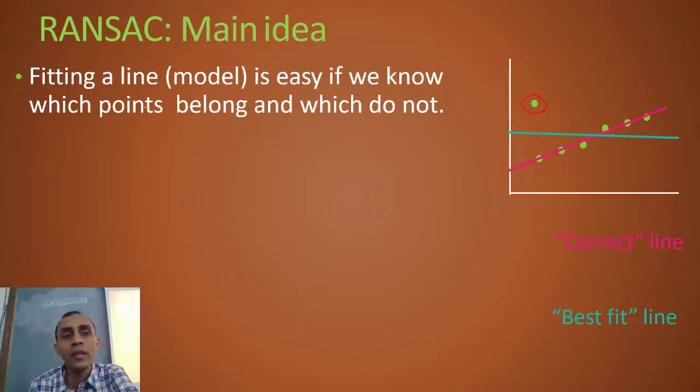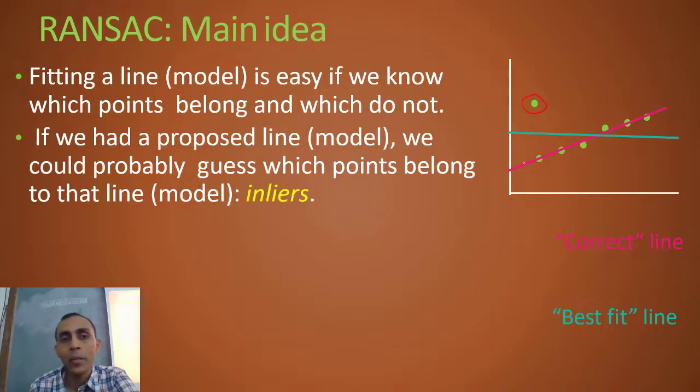What it says is that if we knew a priori that this is an outlier and these are the points which are actually lying on the line, then it was very easy to fit the line. We could have just got rid of this and applied least square fitting on the remaining points and got the best fit line. But a priori we don't know which are the outliers and which are the inliers. Opposite of outliers, inliers. Inliers are the actual points which are lying on the model.